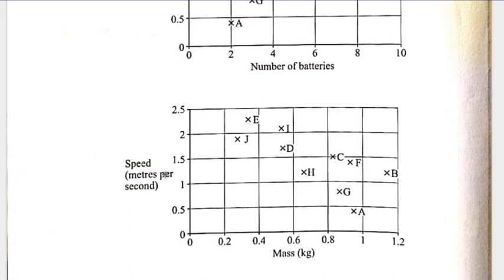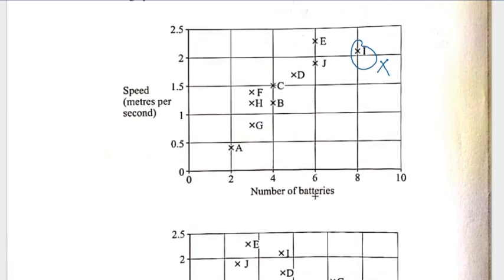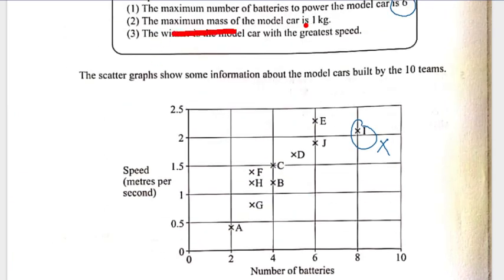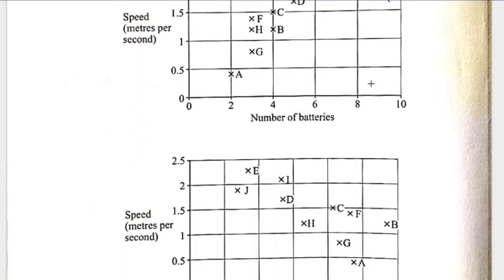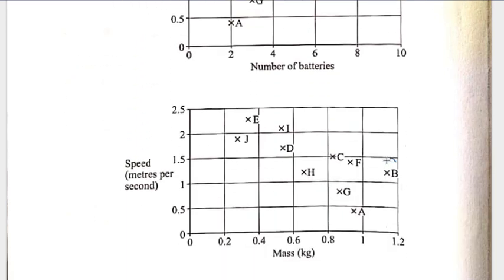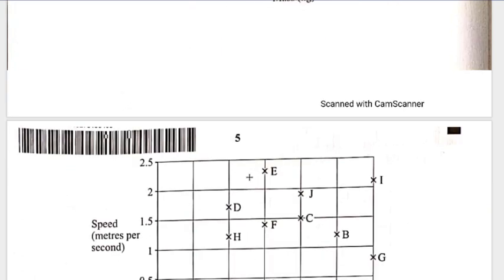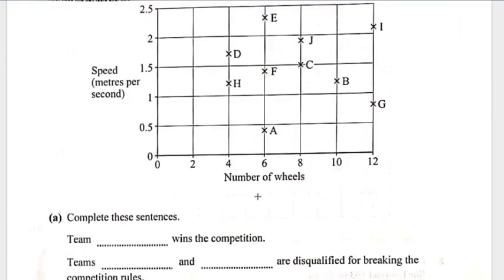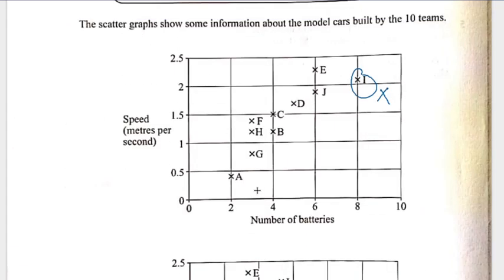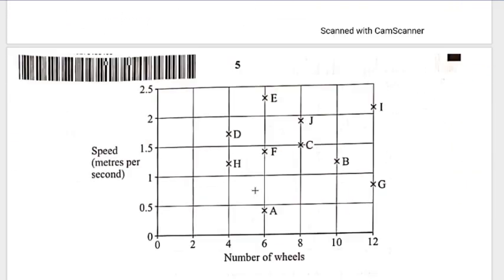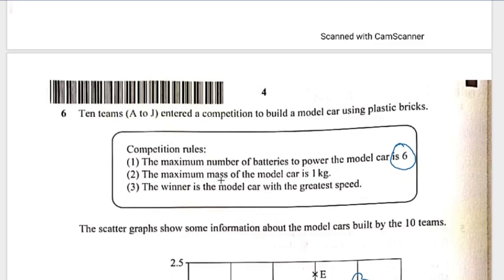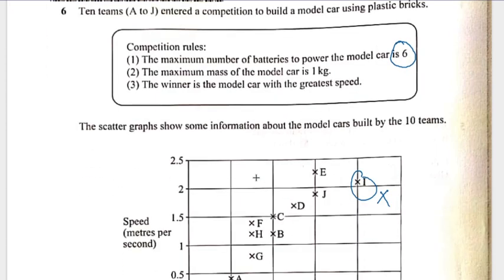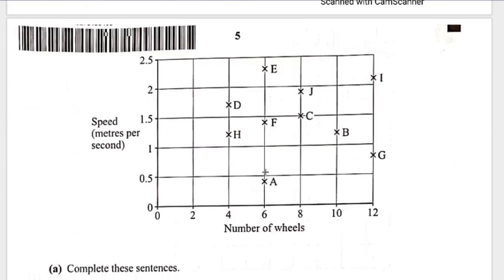When you look at the second scatter graph, speed against mass, it says the maximum mass of the model car is 1 kg, so it cannot be more than that. Do we have any more than 1 kg? We do have this B, so we eliminate it, it's disqualified. Next one is speed against number of wheels. Never mind, nothing here.